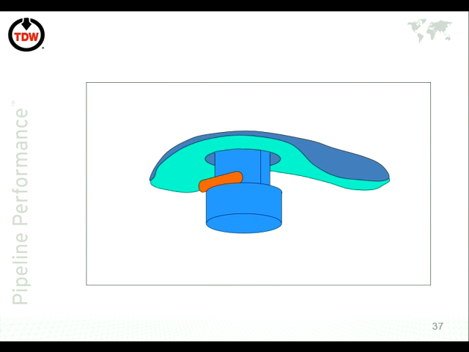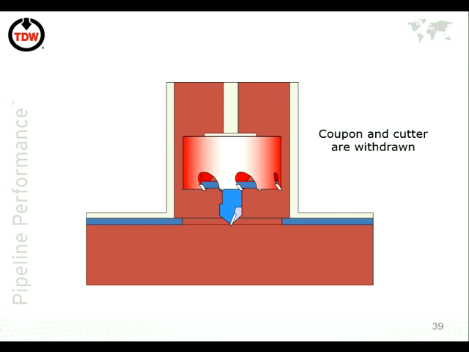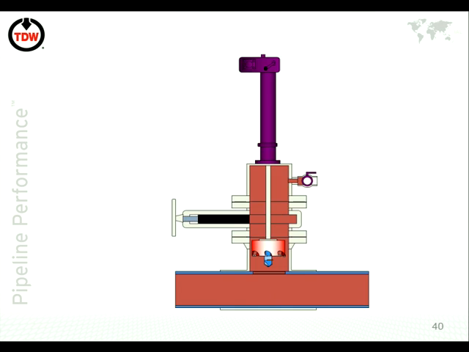So again, it's retained by the coupon wire, and then as we retract the cutter and the drill, the coupon will come with it. Okay, so we've now recovered the coupon, we've recovered the cutter. It's actually out of the pipeline, but it's not past the valve itself. But once you take it past the valve, you can close the valve then. So you can actually stop operation then, and the pipeline's pressure is contained.